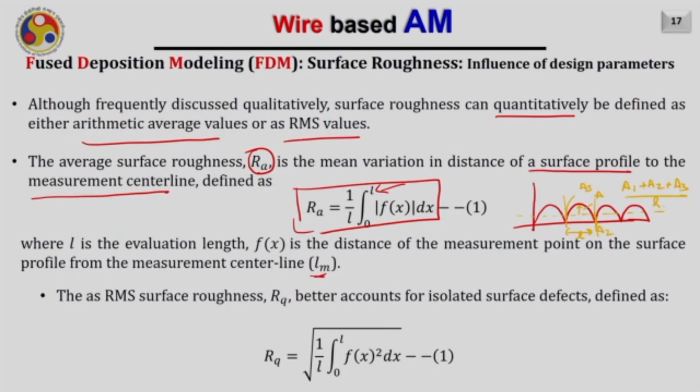Also, the RMS surface roughness RQ, which better accounts for isolated surface defects, can be defined as RQ equals root over 1 by L integration 0 to L, function fx to the power 2 dx.